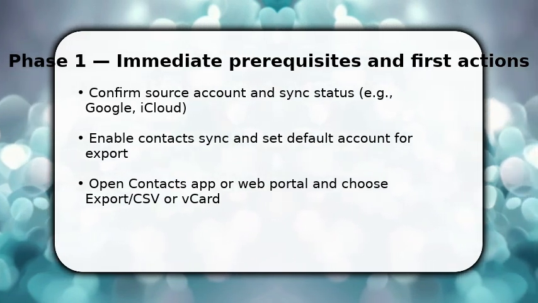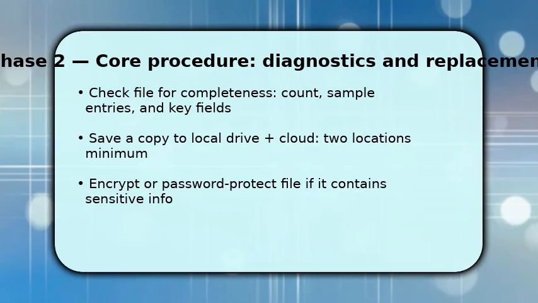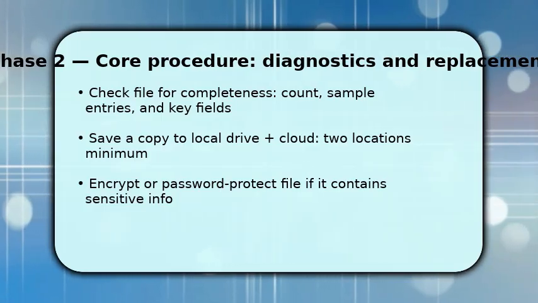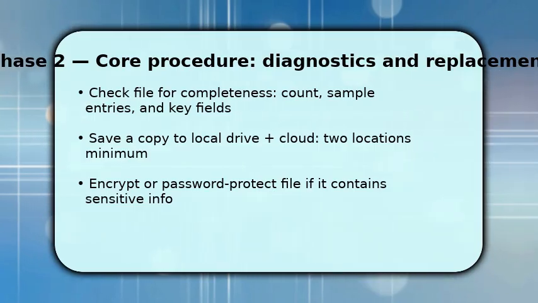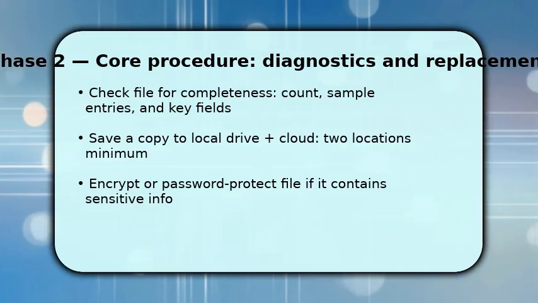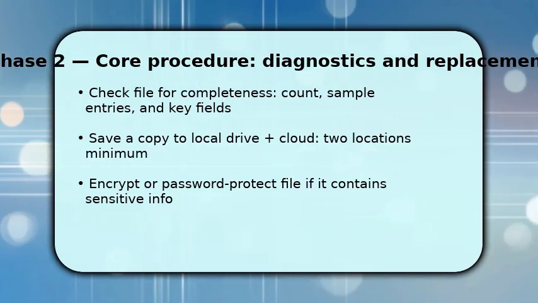Once the export finishes, immediately verify the file. Open it, count total contacts, and sample entries to ensure phone numbers and emails exported correctly. If you find missing fields, return to source and enable more fields or repeat the export.